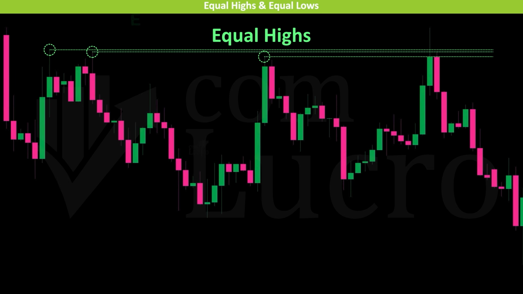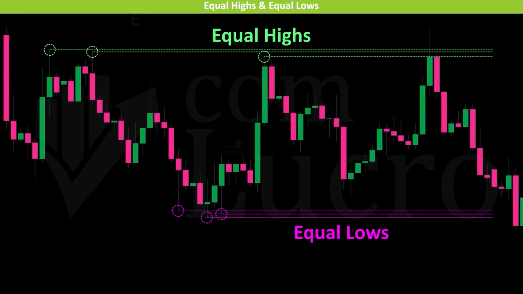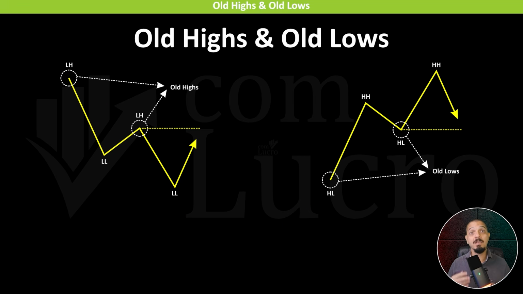The same principle applies to equal lows. When 2 or more swing lows cluster together around the same price zone, they form equal lows. In this example, 3 swing lows align closely, indicating a buildup of equal lows. It is important to understand that equal highs and equal lows do not need to be perfectly aligned at the exact same price. What matters is the clustering of swing points within the same general area, which often signals a concentration of liquidity. Old highs and old lows are different.